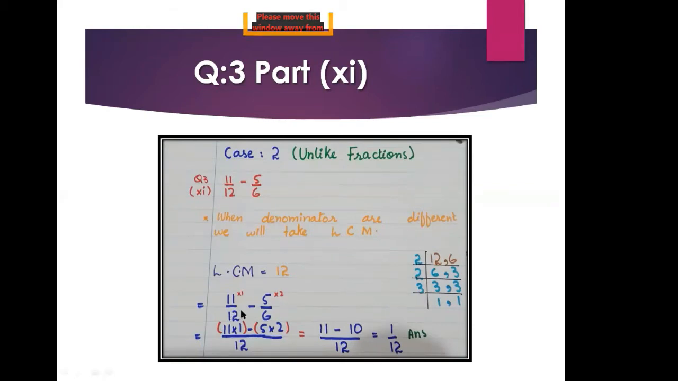And it is necessary that we also multiply it with the numerator. So multiply with denominator and numerator. 11 ones are 11. 5 multiplied by 2, 10. And the operator between these two values is subtraction. We can subtract 11 minus 10 equals 1 upon 12. Now you can see that 1 is smaller than 12. Cancellation is not possible. We cannot further proceed the steps. So this is our answer.